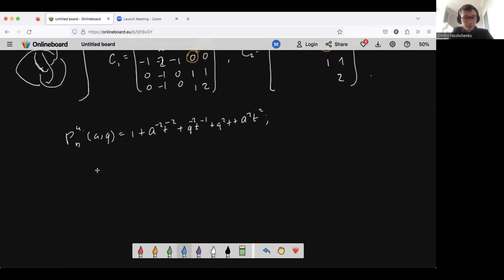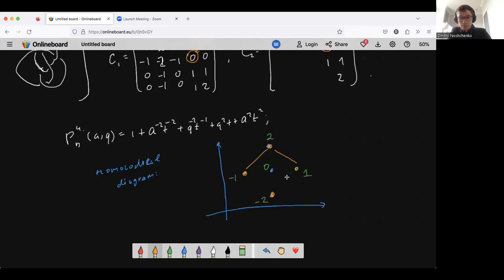Yes, now let's draw the homological diagram. Now it has 5 generators. So I'll draw also the homological degrees. Here would be 0, 2, -2, -1 and 1. So we are especially interested in this quadruple. This quadruple would be connected by the differentials that we had before.